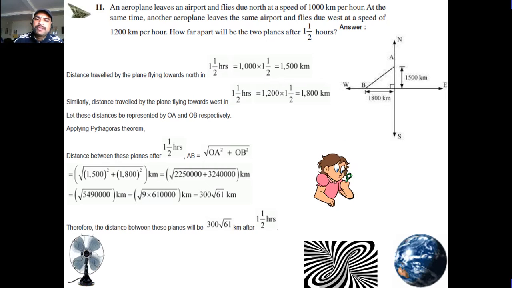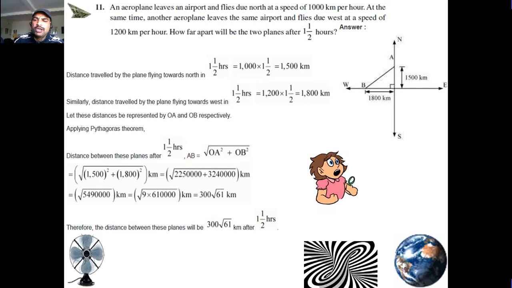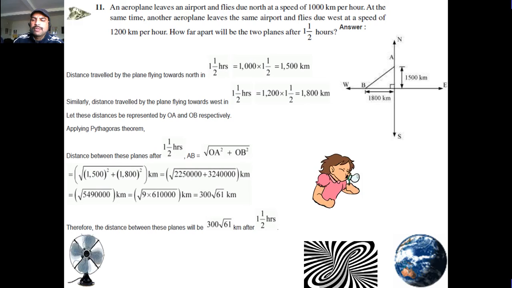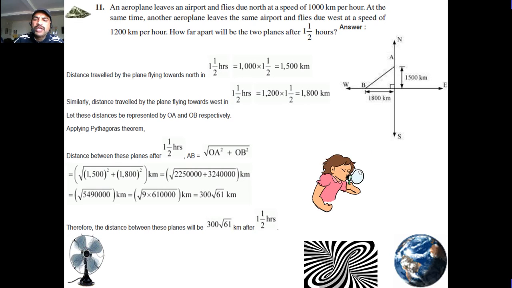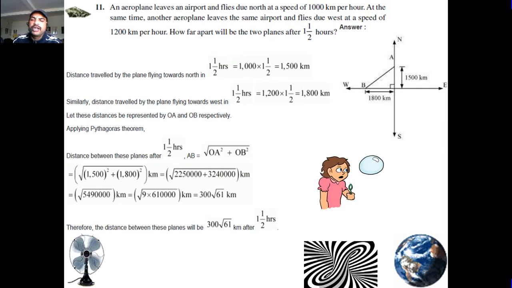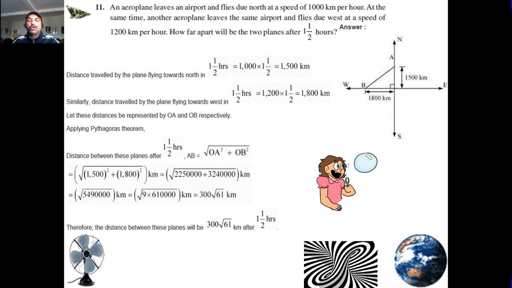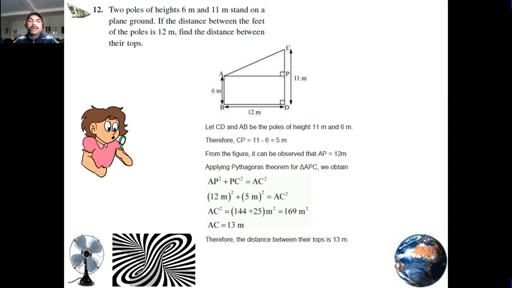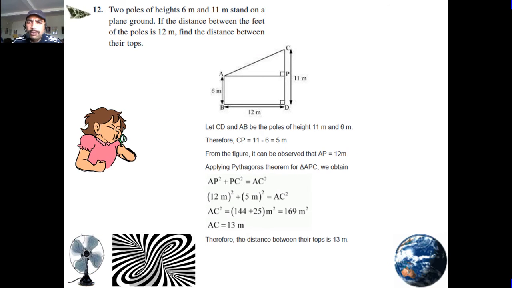Let these two distances be represented by OA and OB respectively. Applying Pythagoras theorem, AB is equal to under root OA square plus OB square, and substituting all the values, we get AB is equal to 300 under root 61 km after 1.5 hours. Now students, question number 12.